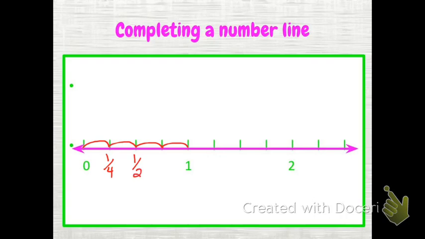Then the next one is 3 out of 4. Okay, then we go to 1. And remember, it doesn't change, so we don't have to count again. We know it's going to go by 4s. So the next one is 1 and 1/4. Then 1 and 1/2, then 1 and 3/4. Okay, please make sure you've written all of this on your paper, okay?